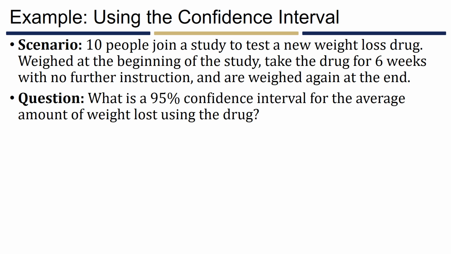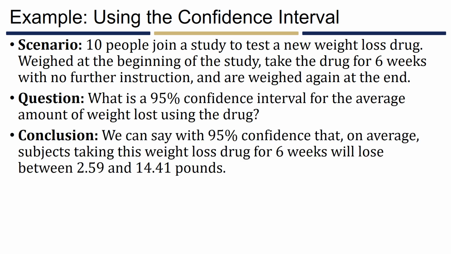Now, in terms of interpreting this confidence interval, it is going to be a little bit different than what we did for just the one sample t-test simply because we are looking at a situation where we have two dependent samples. So what we can say here is that we're 95% confident that, on average, subjects who took this weight loss drug over a period of 6 weeks will lose between 2.59 pounds and 14.41 pounds. Again, it's the same general idea. You have a level of confidence, you have a description of the parameter. In this case, it's the average weight loss during the duration of the study, and then you have your upper and your lower bounds of your confidence interval.